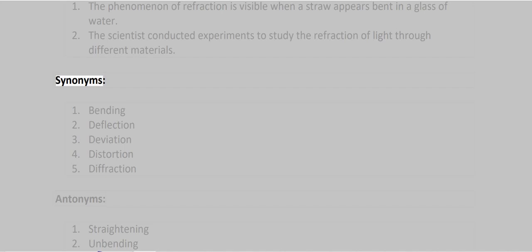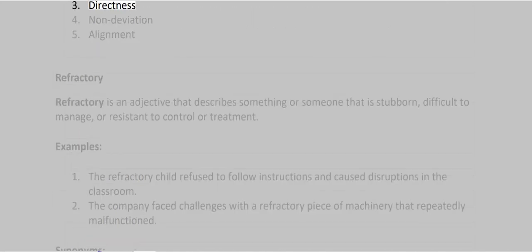Synonyms: 1. Bending 2. Deflection 3. Deviation 4. Distortion 5. Diffraction. Antonyms: 1. Straightening 2. Unbending 3. Directness 4. Non-deviation 5. Alignment.